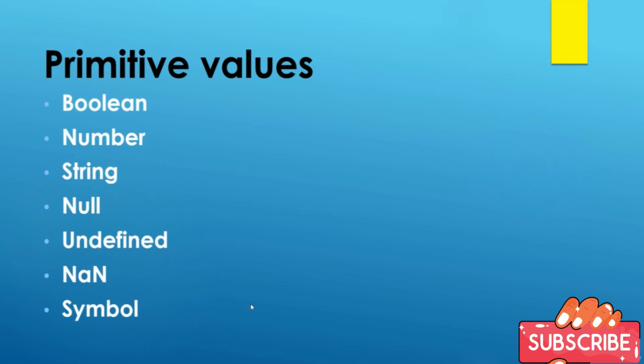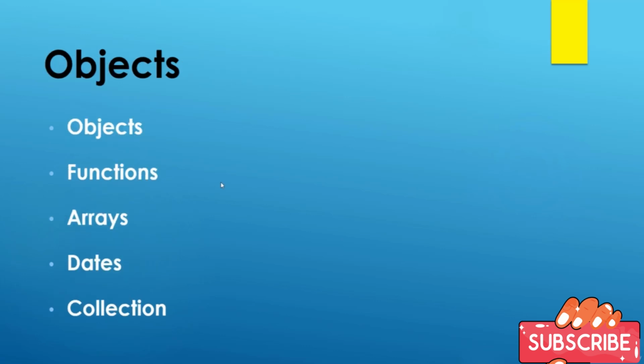Perfect. Let's move on to the next categorization, which is objects. An object may contain objects, functions, arrays, dates, or even collections. Don't worry, we will discuss all of them throughout our sessions.